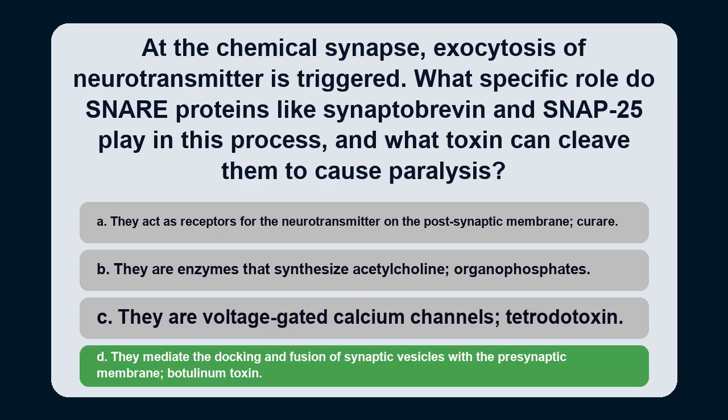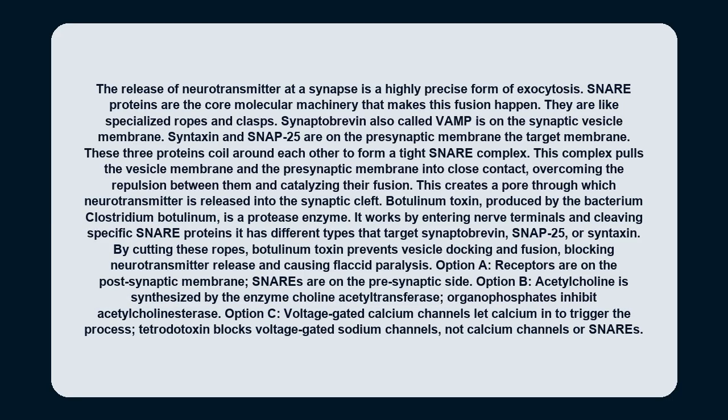The answer is D. The release of neurotransmitter at a synapse is a highly precise form of exocytosis. SNARE proteins are the core molecular machinery that makes this fusion happen. They're like specialized ropes and clasps. Synaptobrevin, also called VAMP, is on the synaptic vesicle membrane. Syntaxin and SNAP25 are on the presynaptic membrane, the target membrane.